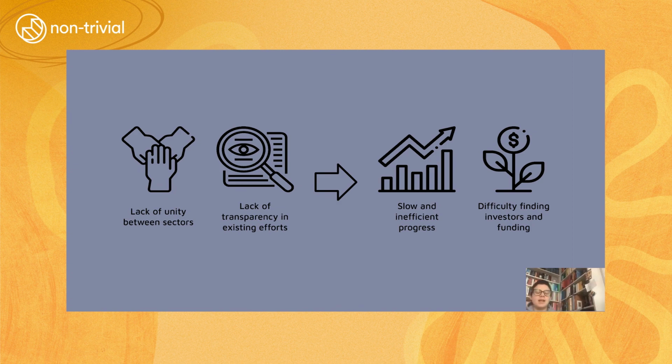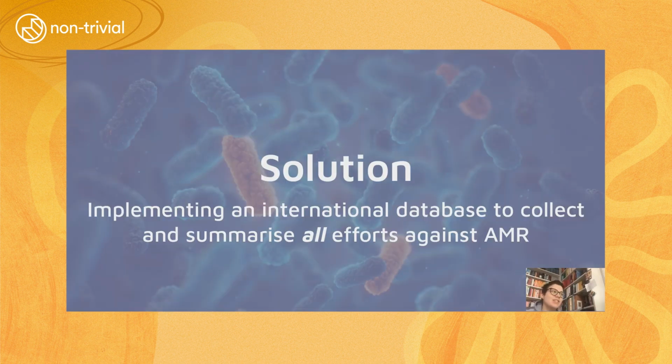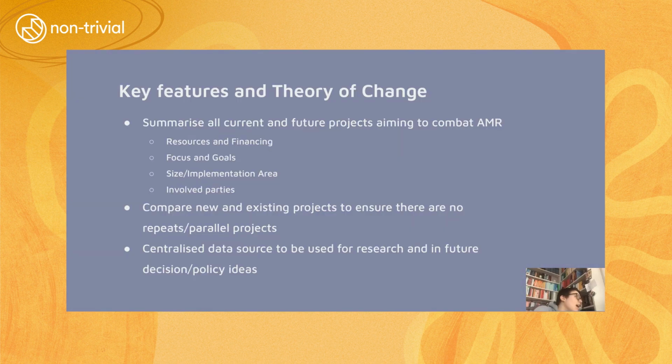And my solution was to implement an international database, kind of collect and summarize all the efforts against antimicrobial resistance so far. And the key features of that would kind of be to summarize all of the current and future projects aiming to combat antimicrobial resistance. I mean, future is obviously within the realms of what's possible, what's already planned and stuff. And that would include looking at the resources and financing available for different projects, what the exact focus and goal is. So there are some projects looking at stewardship, and how antibiotics are handled, as well as some projects looking at the research and development of new antibiotics, or just raising public awareness in general.